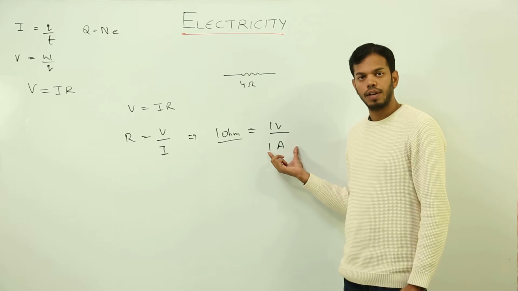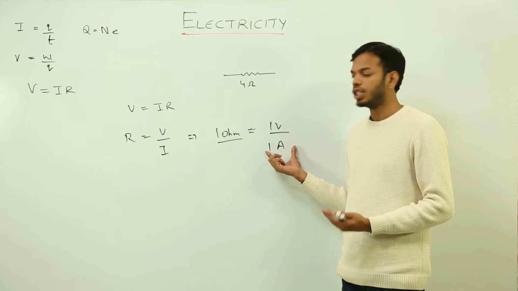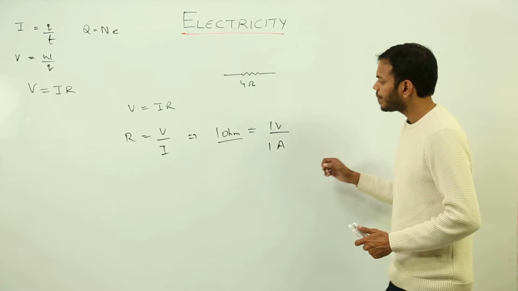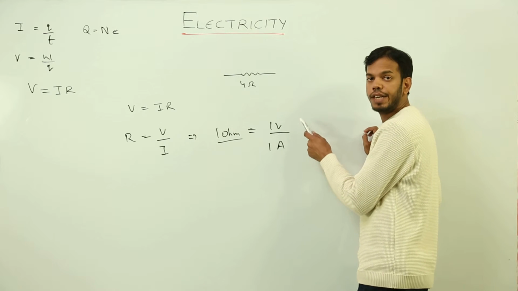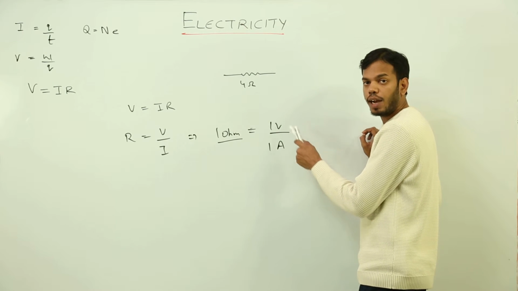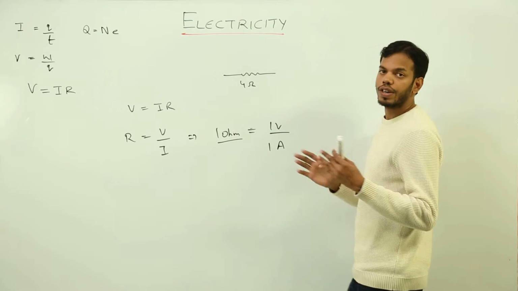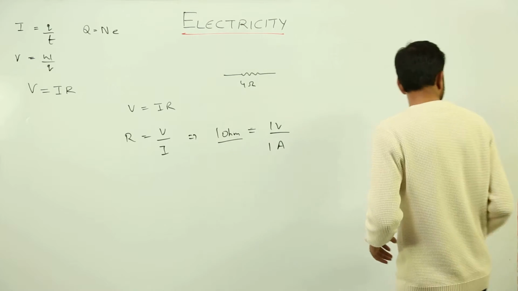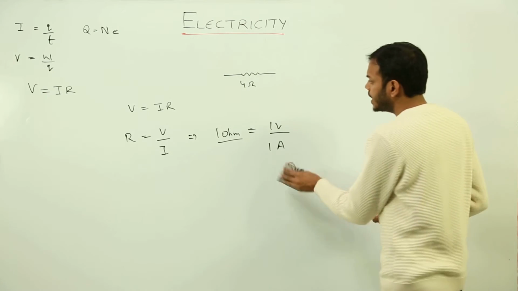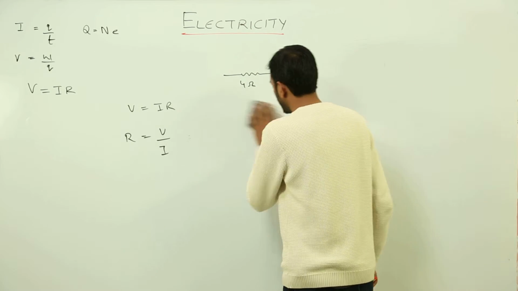of 1 ampere flows through it after applying a potential difference of 1 volt, or when 1 volt of potential difference is applied across a conductor such that 1 ampere of current flows through it, then its resistance is said to be 1 ohm. You can phrase it any way you like it, okay? So this is the definition of SI unit of resistance, which is ohms.